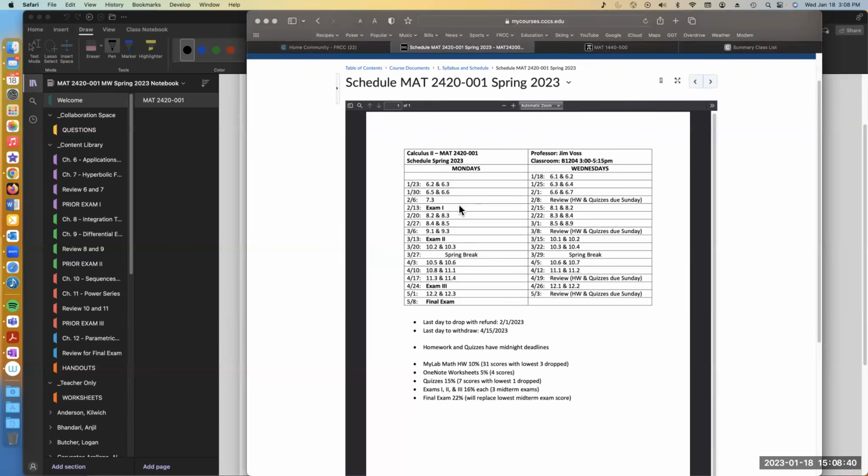And I'm doing something a little different this semester. In prior semesters, I've taught this class a bazillion times. And lately I've been getting a lot of emails, like right before homeworks are due.